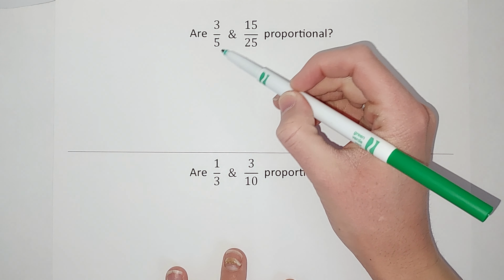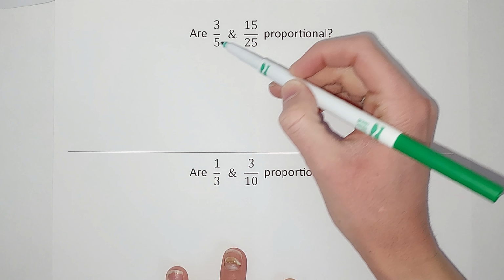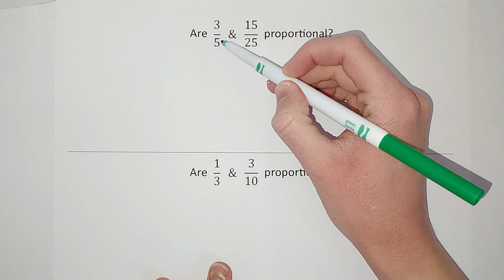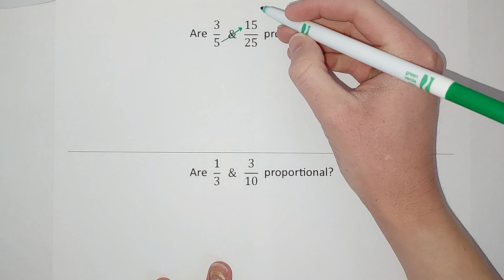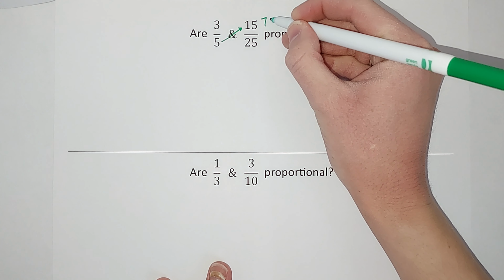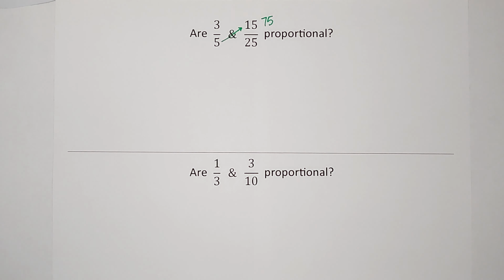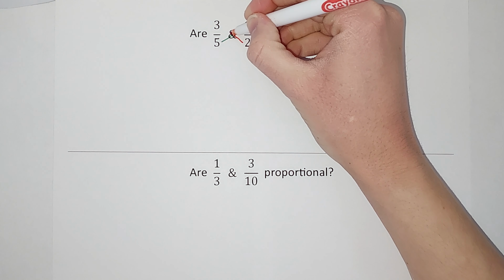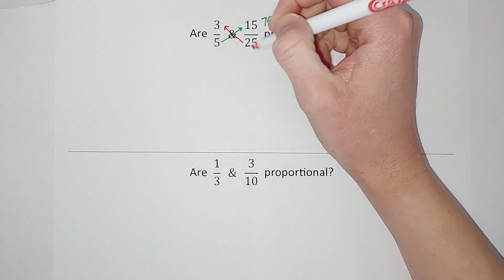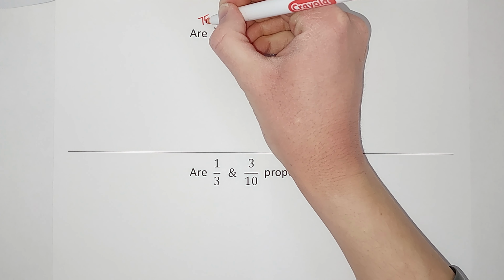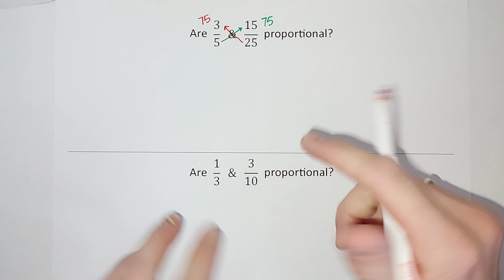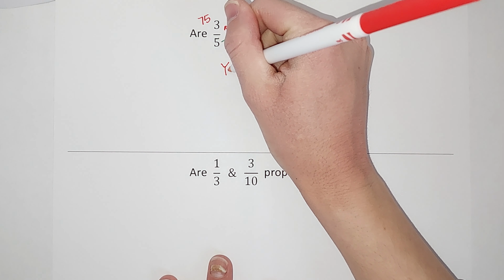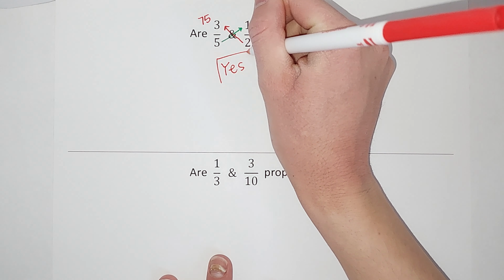All we have to do is we go from the denominator of one fraction, and we multiply it by the numerator of the other fraction. So 5 times 15 gives me 75. And then we're going to do the same thing the other way. So we're going to do 25 times 3, which gives me 75. Now, if these two numbers are the same, then yes, it is proportional. So these two fractions are proportional.